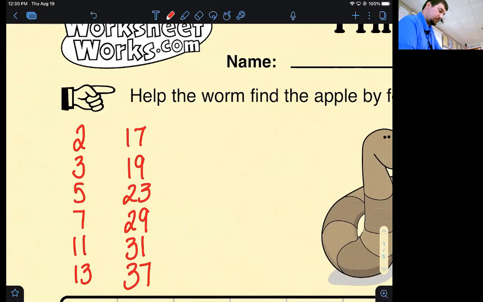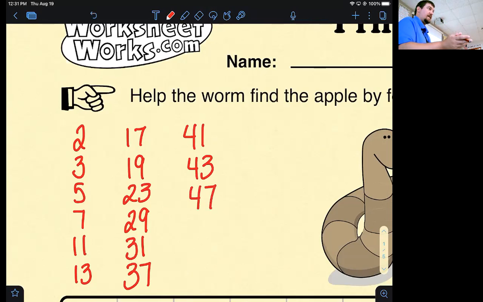41. Yes, 41 is prime. There's no other factors to it. 43, yes, it is prime. There's no way you can multiply to get it other than 1 and 43. 45, no. Yeah, 5 goes into it, right? 47, yes, 47 is prime. But 49, no, because 7 times 7.